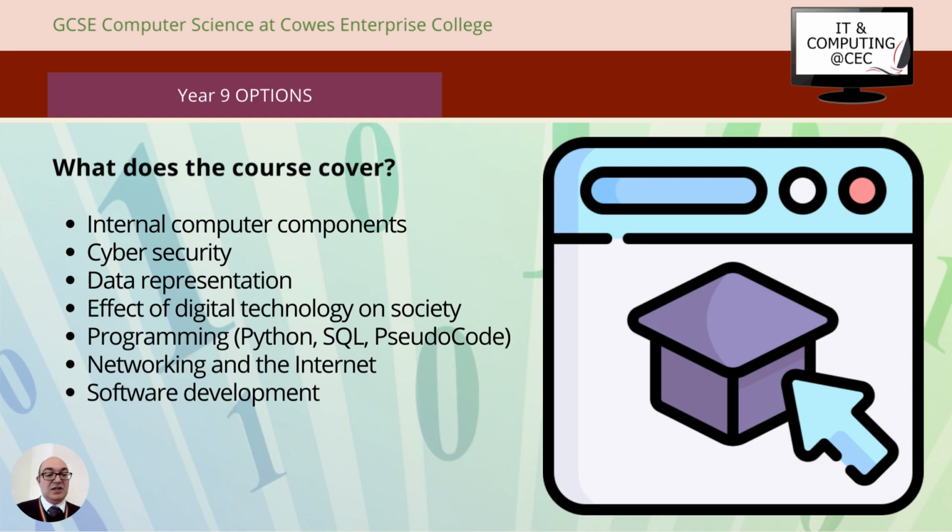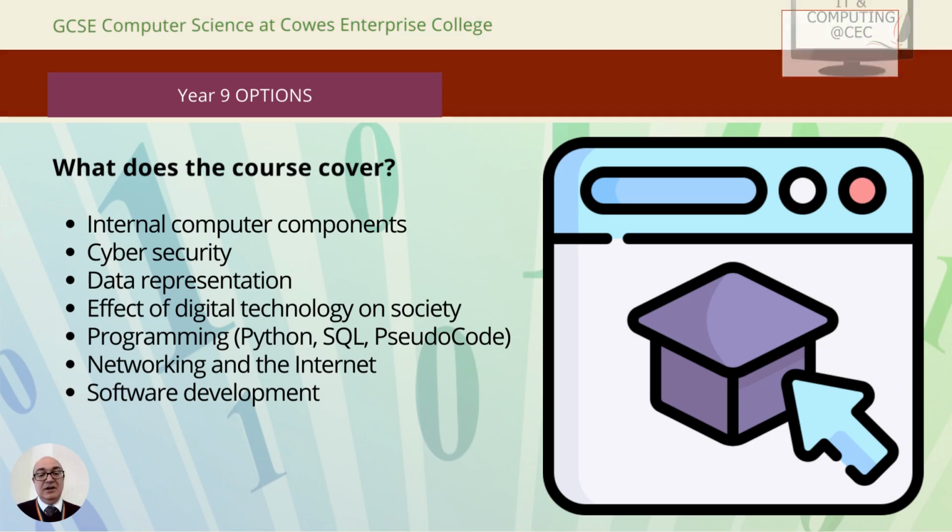There's a whole section on networking and the internet and the use of the internet, and how do networks work, what is Wi-Fi, how does it work, what are the other types of network, the advantages and disadvantages. And we'll look at the software development cycle, and everything from planning software all the way through to testing and releasing it.